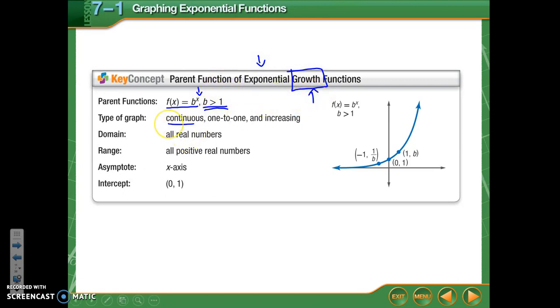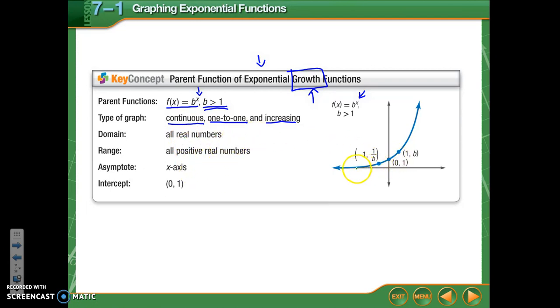This type of graph is continuous. It's 1 to 1, meaning no x's or y's repeat, and it is always increasing. So as we go from left to right, it's always getting larger because it's growing. Its domain is all real numbers. I can plug any kind of number I want in for x, positive, negative, fraction, decimal, anything. And its range is all positive real numbers.